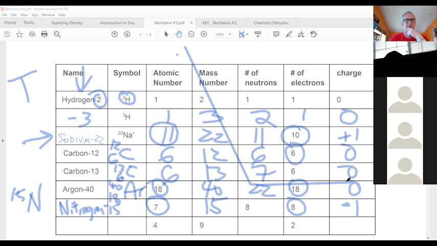So group 5, let's do the last one here. What element are we dealing with? What's the name? Beryllium. Yes.